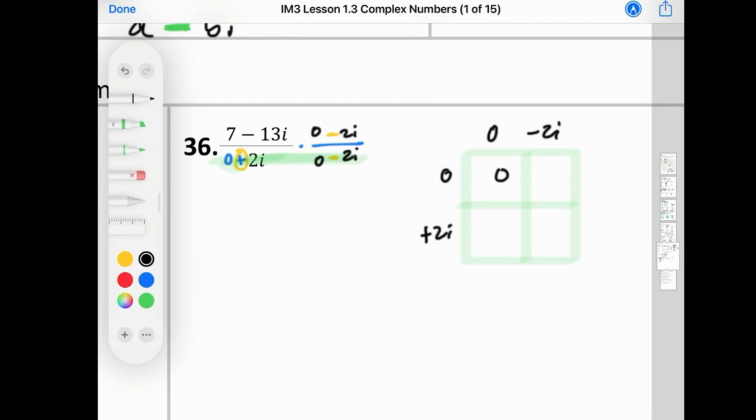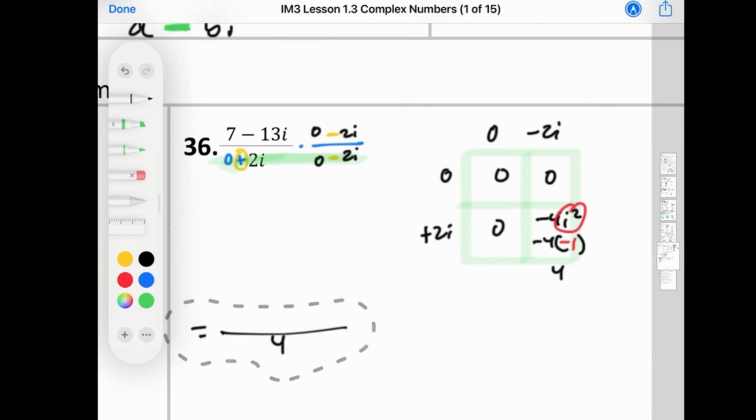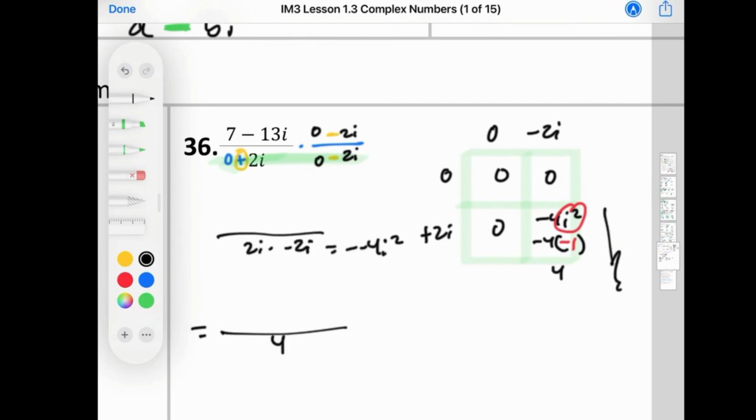Multiply 0, 0 times anything is 0, 0 times anything is 0, and then negative 4i squared. That becomes a negative 1. Negative 4 times negative 1 is 4. So the answer is 4 for the denominator. And that would make sense because if, let's just say I don't have it, let's just move this down. Magic. So 2i times negative 2i gives you negative 4i squared. Does that make sense? And it's the same math as I did over here.